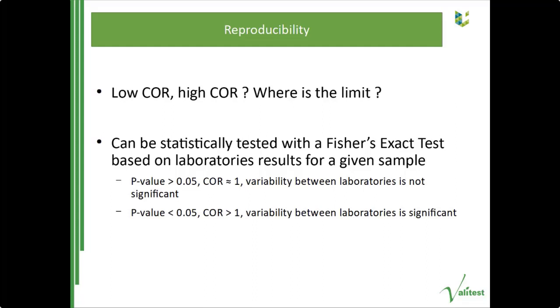How do we define a limit? What is a low COR or a high COR? Where is the limit? Well, this limit can be statistically tested through a Fisher exact test based on laboratories' results for a given sample. If the p-value of the test is higher than 0.05, then we can accept that the concordance odds ratio is about 1 and that the variability between laboratories is not significant. If the p-value is lower than 5%, then we have to reject this hypothesis and accept that the concordance odds ratio is significantly higher than 1 and that the variability between laboratories is significant.